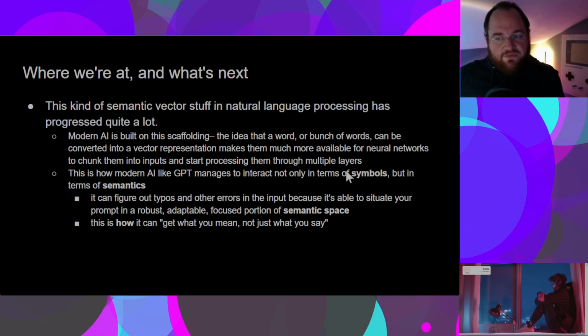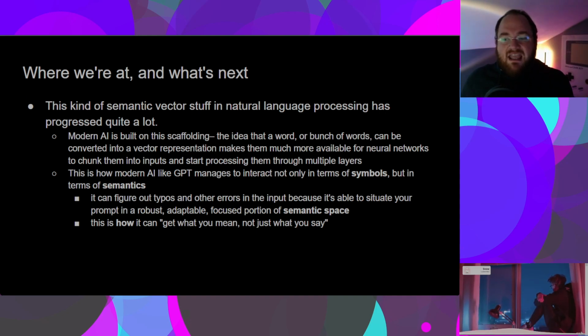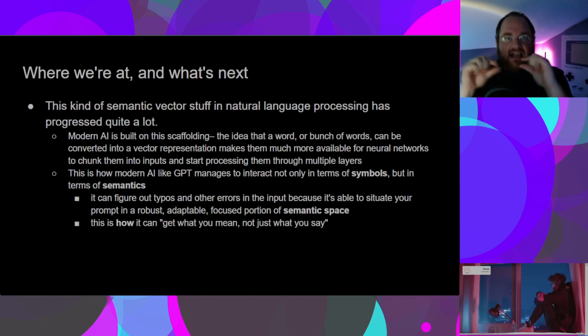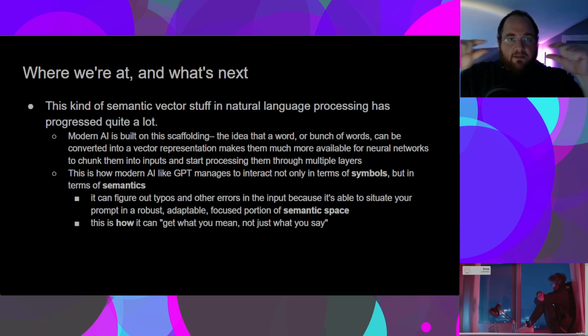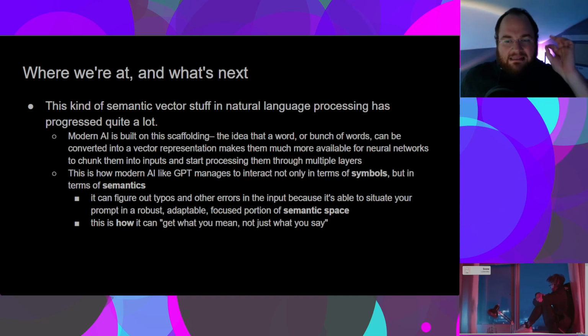It doesn't just interact with the symbols themselves, but in terms of their semantics, right? It can figure out your typos when you're interacting with it because it's able to situate your prompt in this robust, adaptable, focused portion of semantic space. It doesn't care that you misspelled banana. It gets it because it doesn't need perfect syntax and perfect symbolic structure like a programming language. It converts it all into this continuous hyperspace, right? This is how it can get what you mean, not just what you say. Yeah?